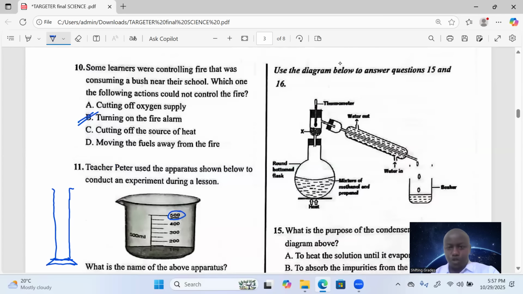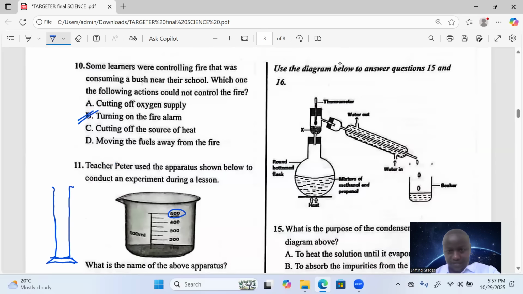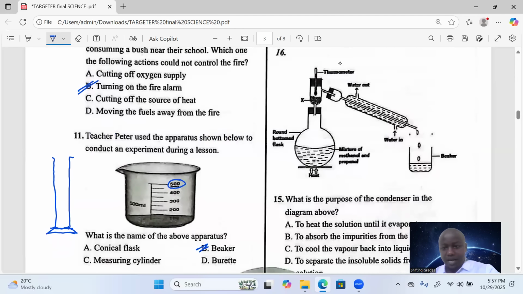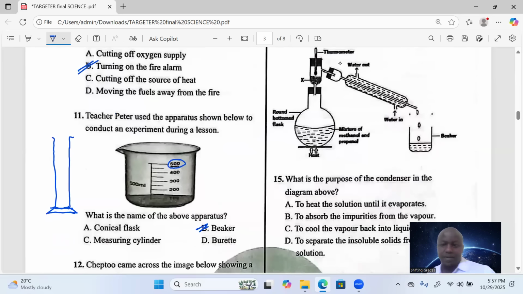Use the diagram below to answer questions 15 and 16. Look at the question. You can already see a diagram there. I hope it's clear from that side.